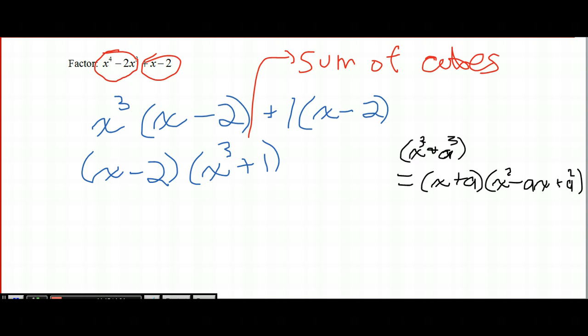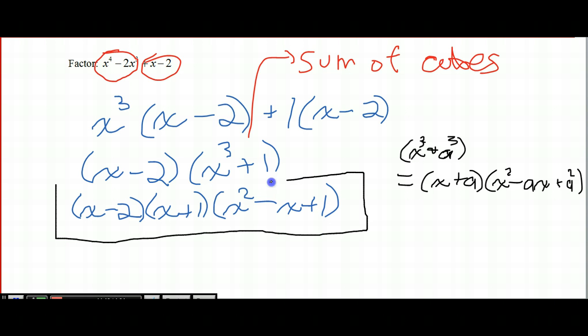Okay, so let's follow that pattern over here. This is going to become x minus 2 times x plus 1 times x squared minus x times 1. That's going to be x squared minus x plus 1. Okay, and that is now factored completely.